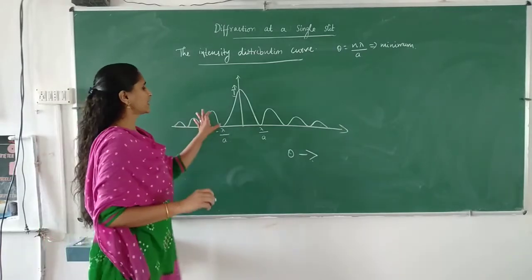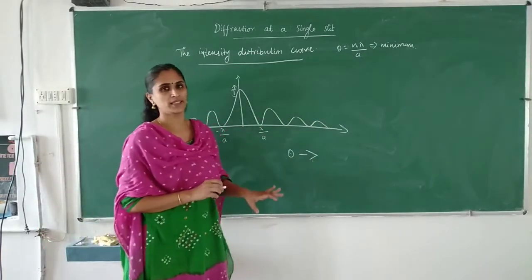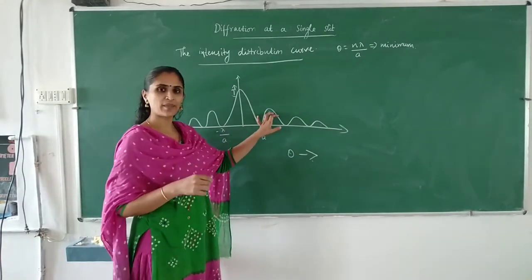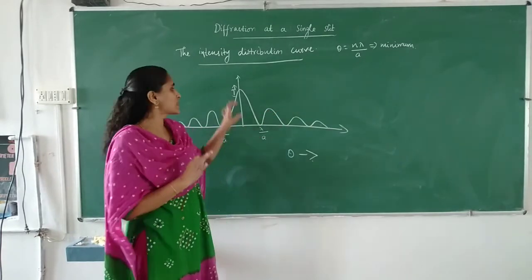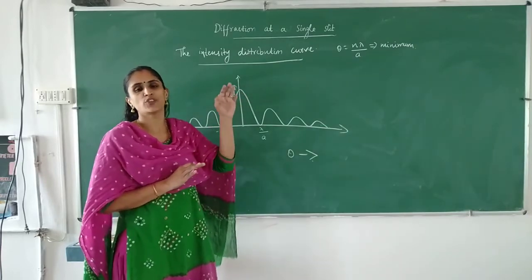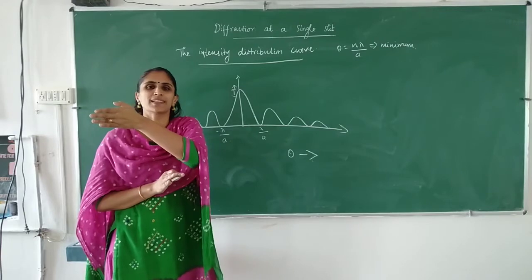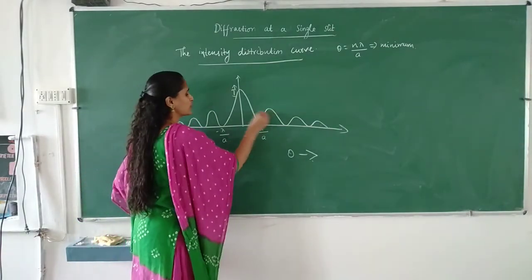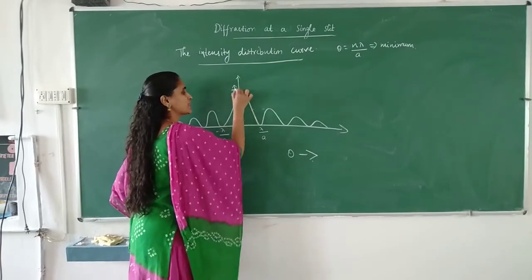We can see that here intensity gradually decreases. The intensity of the secondary maxima, the first secondary maximum, will be only 4% of the maximum intensity. It will go in the ratio 1 : 1/21 : 1/61 : 1/121. So here it will be only 4% of the first maximum.